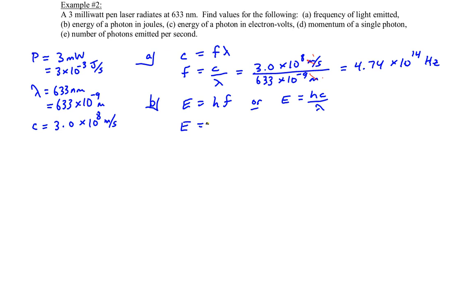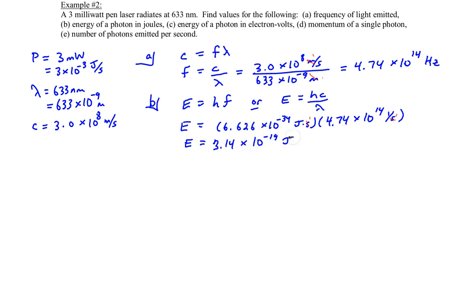Now, I want the energy in joules, so I need to make sure that I use the appropriate Planck's constant. I want the one that has joules in it. That's 6.626 times 10 to the power negative 34 joule seconds, and then multiply by my frequency, 4.74 times 10 to the power 14 hertz. Well, let's just write that as 1 over seconds. And that way you can see that the seconds cancel out. And I end up with an energy of 3.14 times 10 to the power of negative 19 joules.